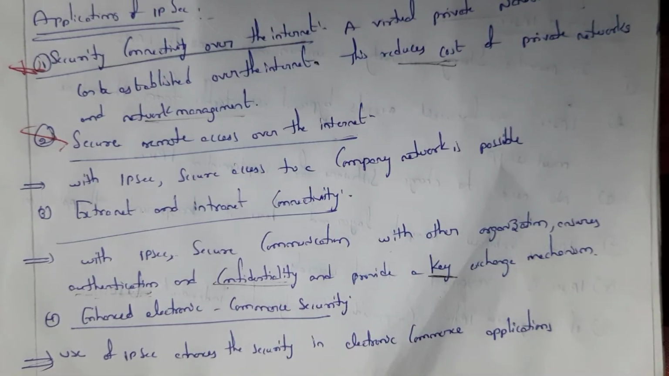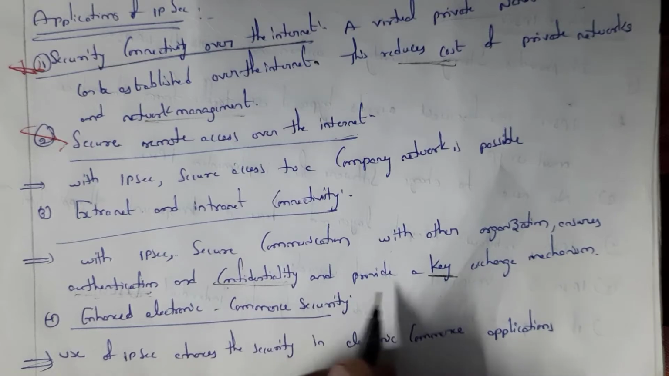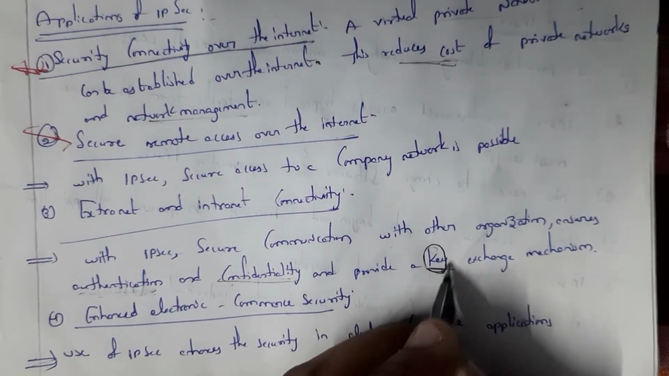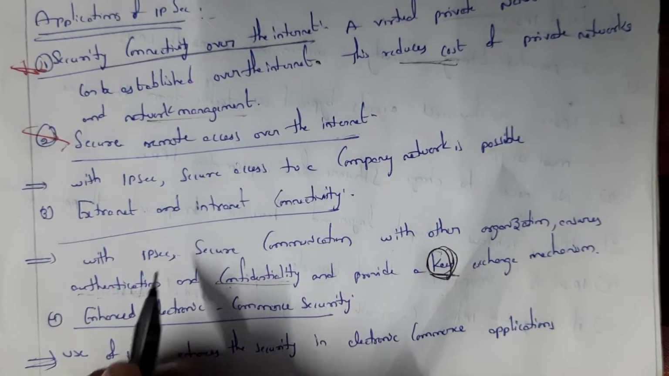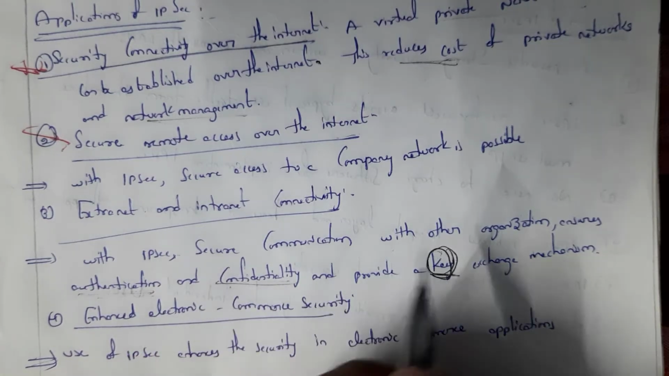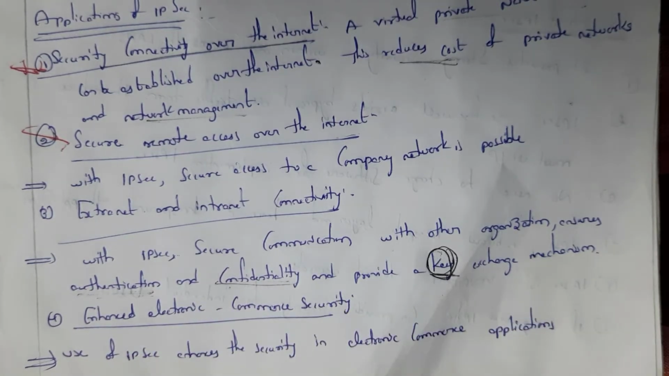Confidentiality means keeping data secret without others knowing. Both of these can be achieved by using keys. This IP security provides keys to the employees in the organization. So by using these keys, employees can communicate with each other securely.